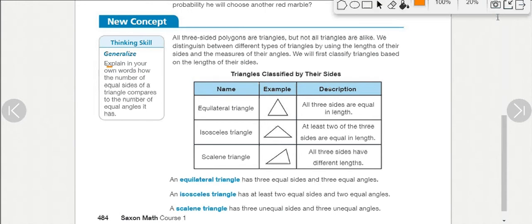Can you explain in your own words how the number of equal sides of a triangle compares to the number of equal angles it has? Think about that. Triangles are three-sided polygons. Not all of them are alike. We can distinguish them differently, classifying, first of all, by sides.